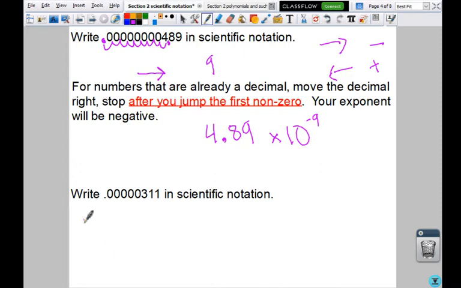So one more real quick. My decimal's over here on the left. I'm going to move it right. 1, 2, 3, 4, 5, 6 times. I'm going to write 6 over here so I don't forget it like last time. And I got 3.11, because I jumped my first non-zero. We're going to go times 10, and because I moved my decimal right, it's not just 6, it is negative 6.